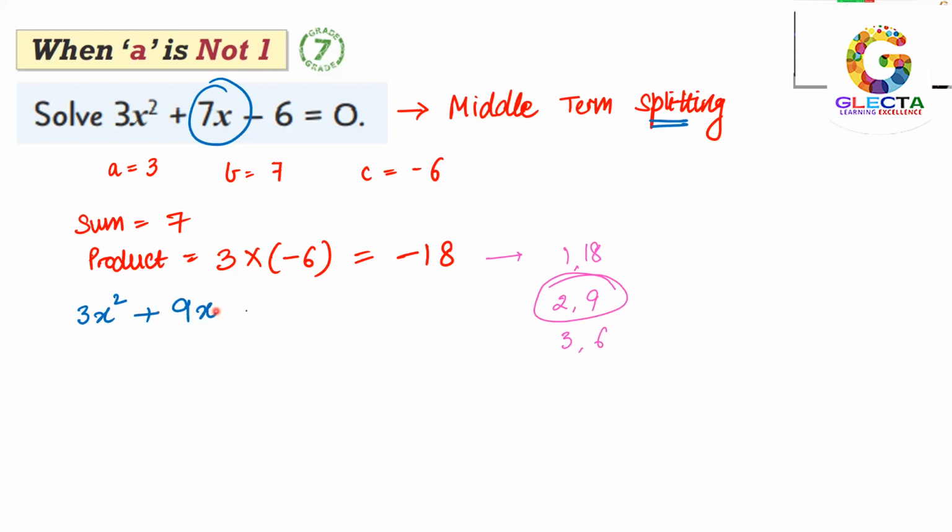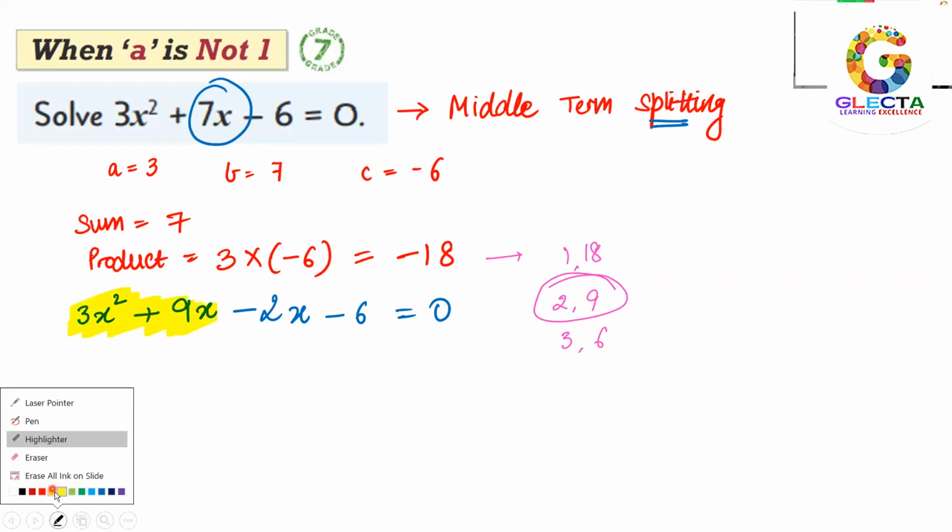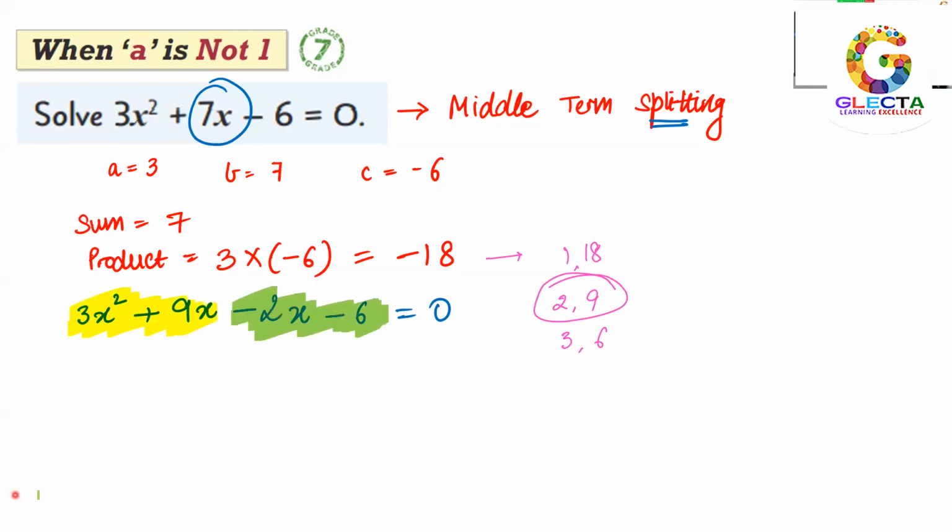So 3x square plus 9x minus 2x minus 6 equals 0, right? Now consider two parts at a time. These are my first two terms, then these are my next two terms. Factorize them. If I factorize the yellow part, 3x is common, x plus 3. Next, in my green part, -2 is common, and then I have x plus 3.